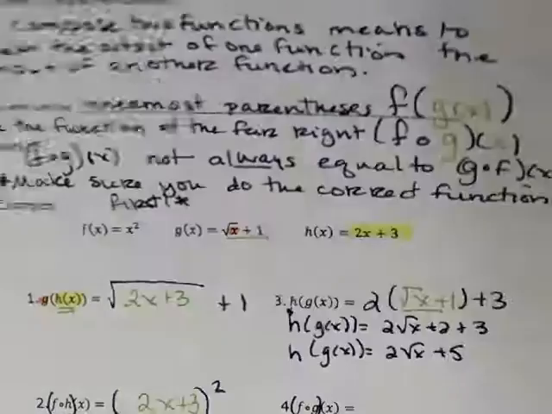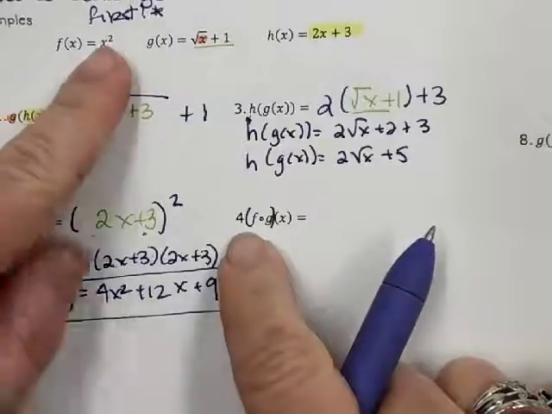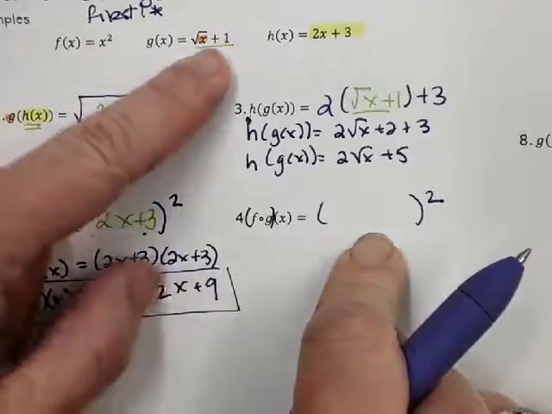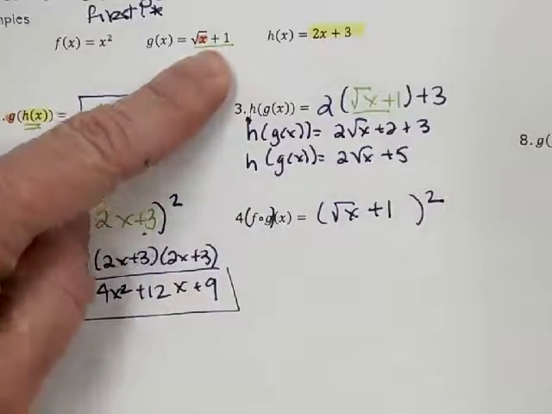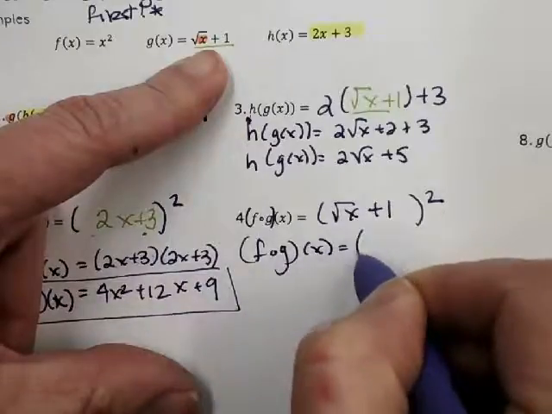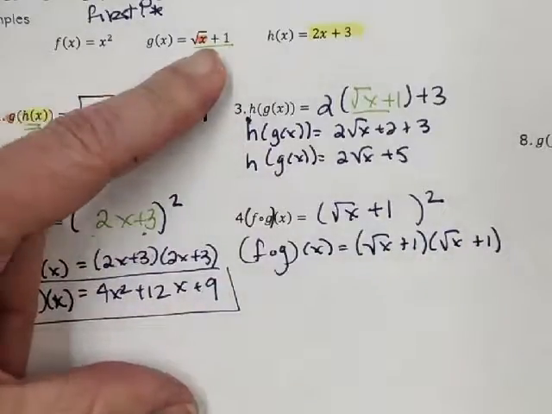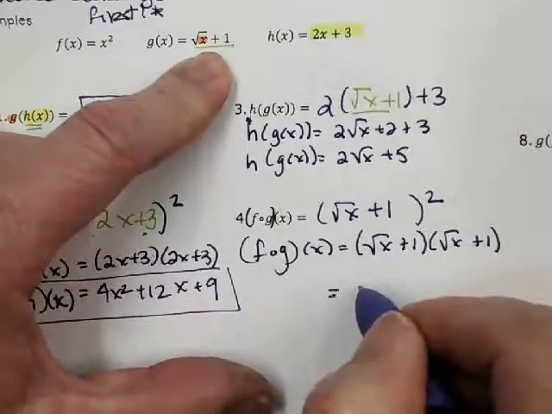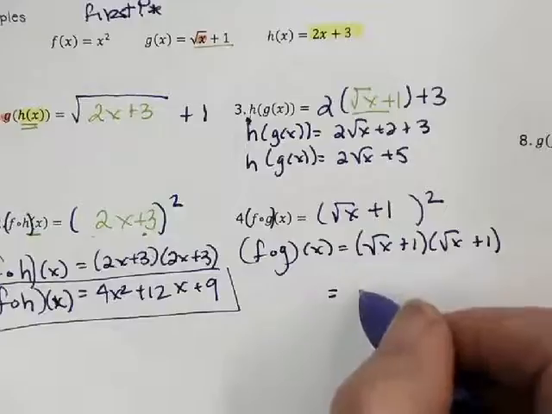Next, f of g of x. I'm going to take my f function, which is x squared, and I'm going to plug in the g function, which is the square root of x plus 1. I can do this. So if I do f composed with g of x, then I'm going to do the square root of x plus 1 times the square root of x plus 1. And we can do this. The square root of x times the square root of x, this is old stuff, is the square root of x squared, or just x, because we've already discussed when you multiply a radical by itself, you just get the thing that's under the radical.